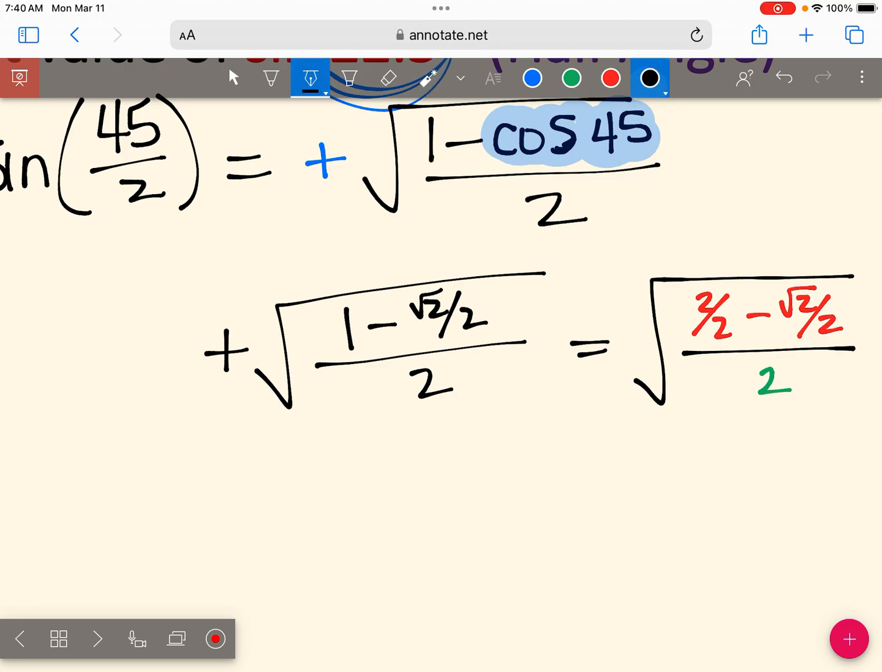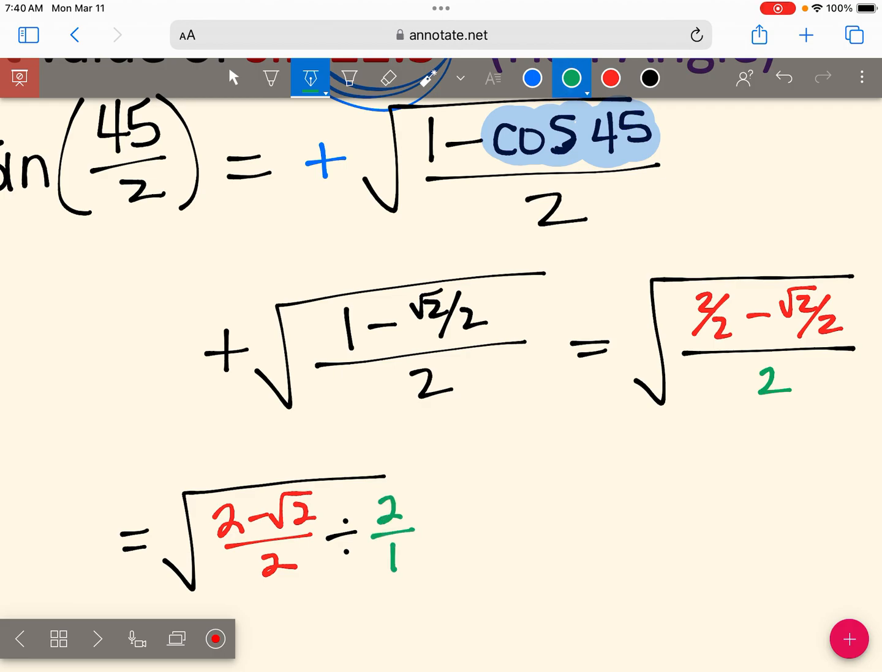So this is going to equal, and so I'm going to split it apart at this point. I have 2 minus, let me write it in red. So my numerator is 2 minus root 2 over 2. And that's being divided by 2. That's what's underneath my radical right now. So I'm just using different colors to show numerator is in red, denominator is in green. And then what do you have to do for dividing fractions? Keep change flip. So I'm going to do that again.